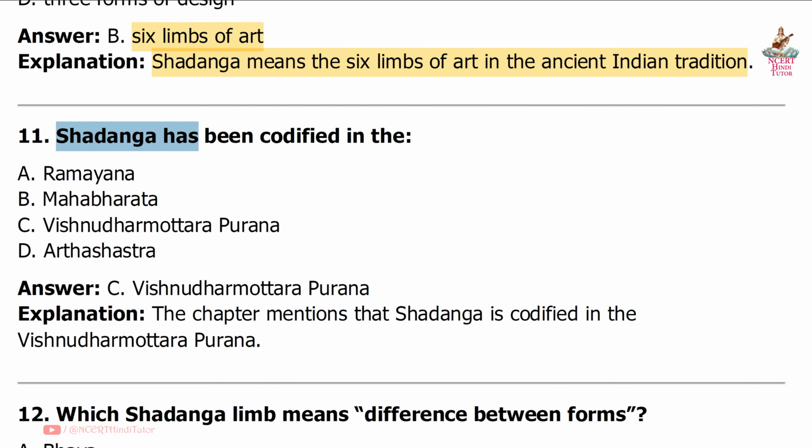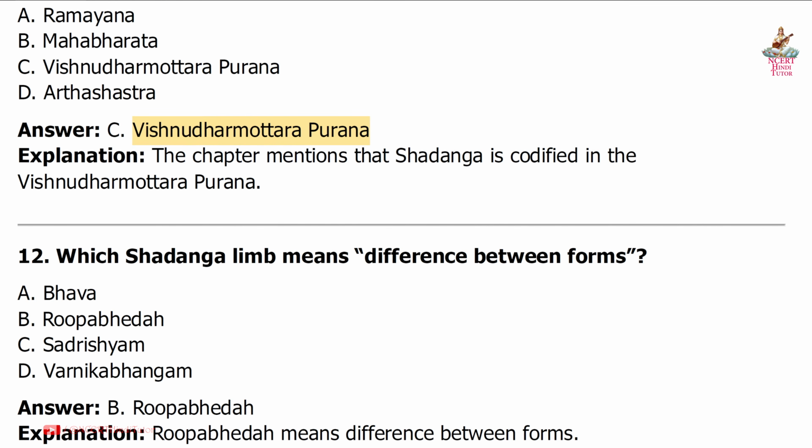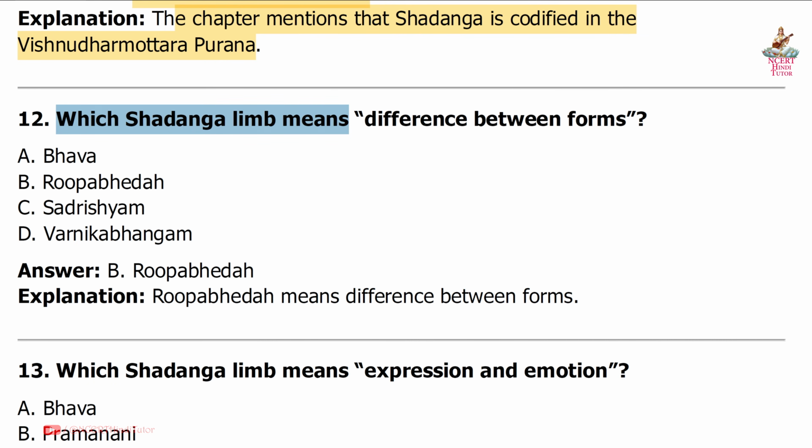11. Shadanga has been codified in the. Answer C. Vishnu Dharmottara Purana. Explanation. The chapter mentions that Shadanga is codified in the Vishnu Dharmottara Purana. 12. Which Shadanga limb means difference between forms? Answer B. Rupa Bhedaha. Explanation. Rupa Bhedaha means difference between forms.